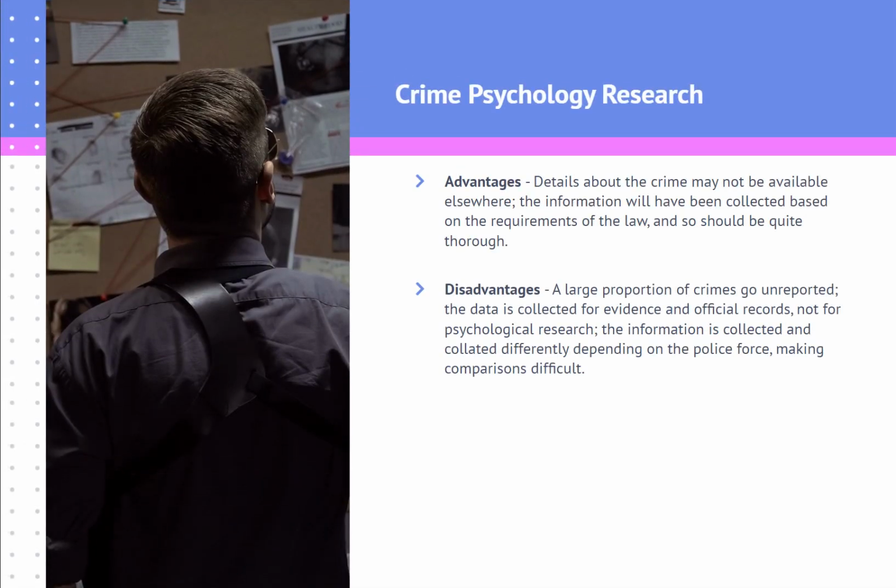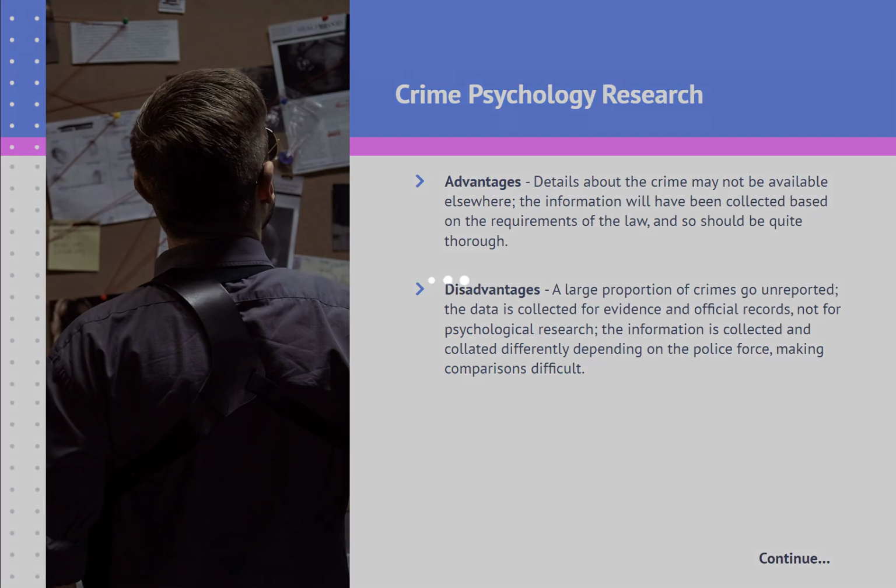Advantages. Details about the crime may not be available elsewhere. The information will have been collected based on the requirements of the law, and so should be quite thorough. Disadvantages. A large proportion of crimes go unreported. The data is collected for evidence and official records, not for psychological research. The information is collected and collated differently depending on the police force, making comparisons difficult.